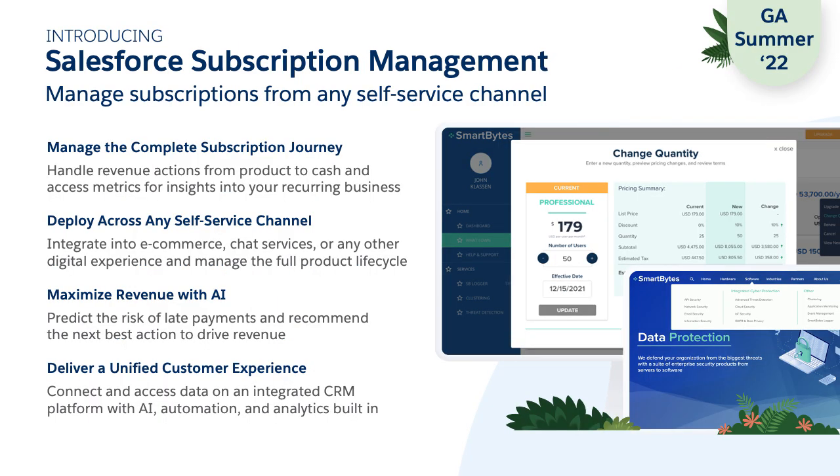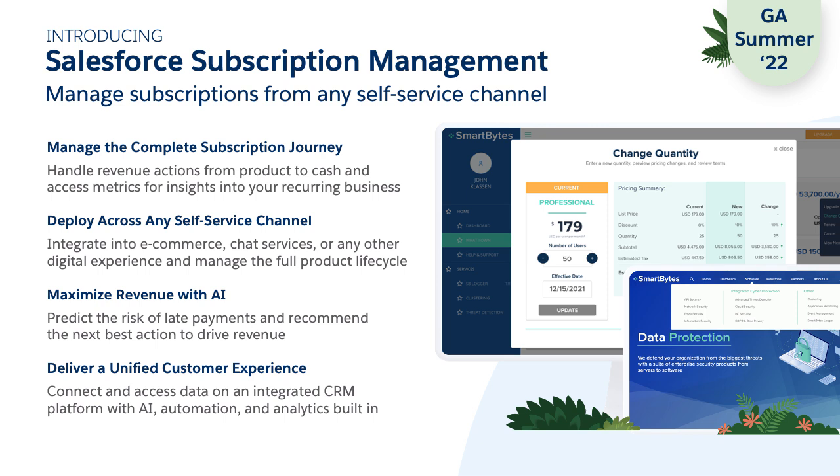With subscription management, you would be able to manage the complete subscription journey, set up and price the products, create orders, invoices, payments, and refunds. You would also be able to cancel and renew the assets. With the power of APIs, you would be able to deploy this product across any channel, integrate it into an e-commerce app, mobile app, or a custom web application of your choice.